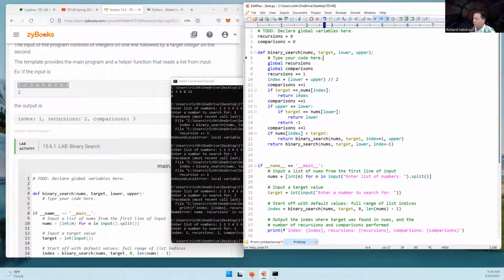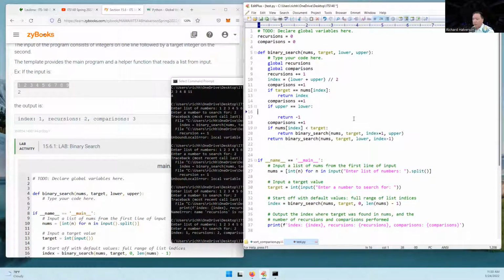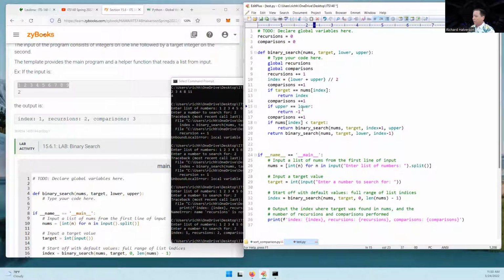Yeah, I don't need this. Oh, there's no recursion. This should just be return -1. That was kind of silly that I had it in there. It would never happen. I wasn't counting it anyway as a comparison. Oh, 1 equals lower.